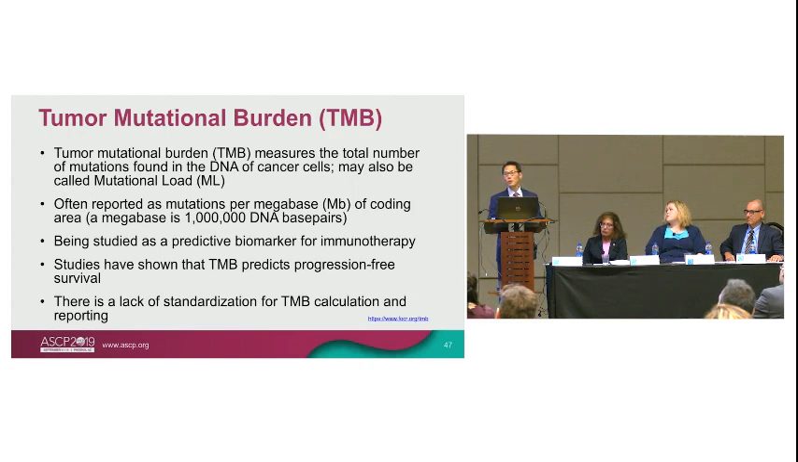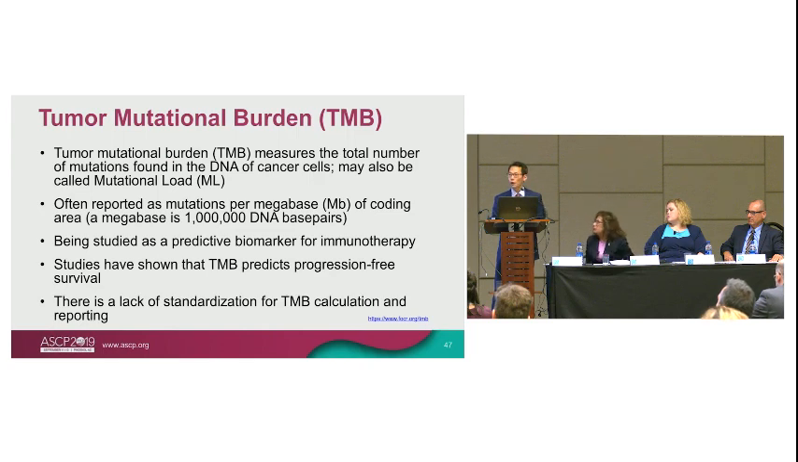We also wanted to dive a little bit into tumor mutational burden, not spending too much time on this topic. We know that as more cancer centers are ordering next-gen sequencing and broader genomic profiling, they're often seeing this TMB number on the report. And perhaps they don't know what to do with that information. Just so that you all understand, and I know there are multiple other sessions here at this meeting covering TMB in much greater detail, this is the total number of mutations found in the DNA of cancer cells. Sometimes it's referred to as mutational load, and there have been prior publications and posters that have used that term as opposed to TMB. It's reported generally as mutations per megabase of coding area.